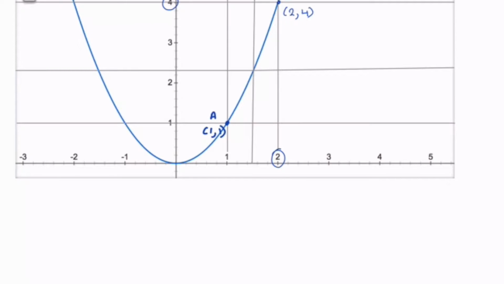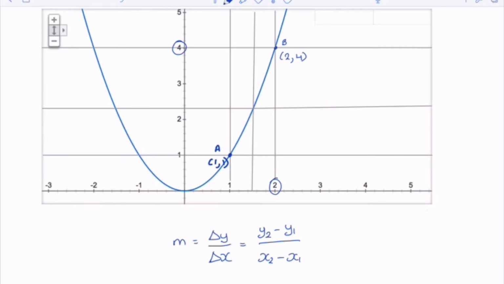Now, if we want to work out the gradient, let's call that m. We know the gradient is the difference in y over the difference in x. To work out the difference in y, we take the second y value, take away the first y value, divided by the second x value, take away the first x value.